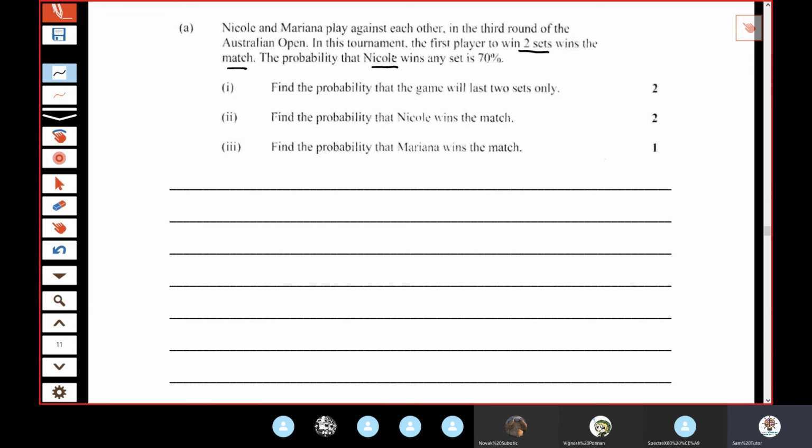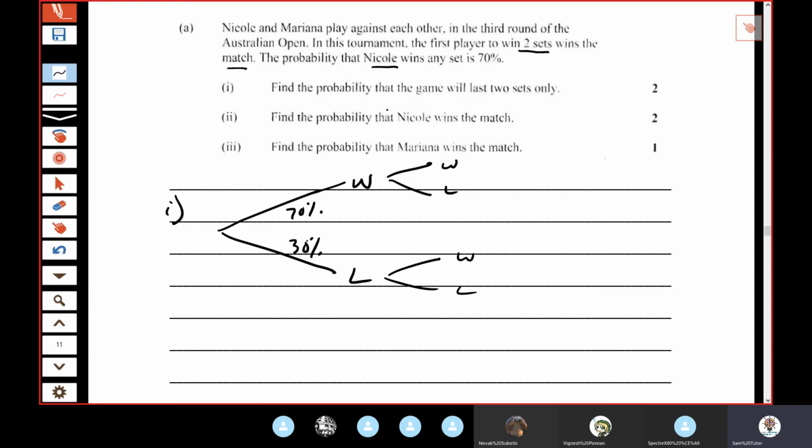Well, this would be like a tree diagram style question, right? Because you got different events, the first event, second event, third event. So I hope you guys realize that. So it would look something like this. Win, lose. And then this would be 70%, and this would be 30%, let's say. And then same thing again. Win, lose. Win, lose. All right, let's see how this works.